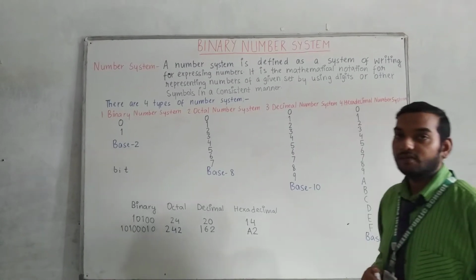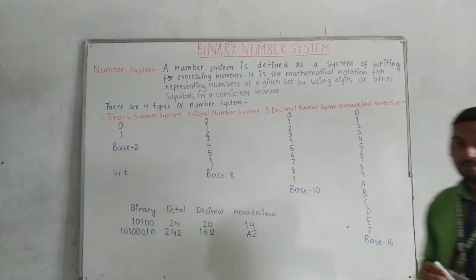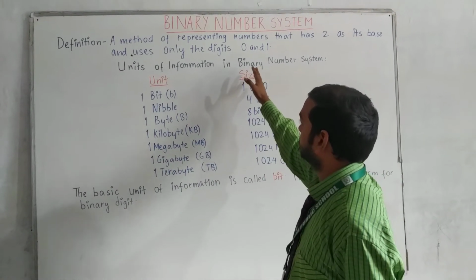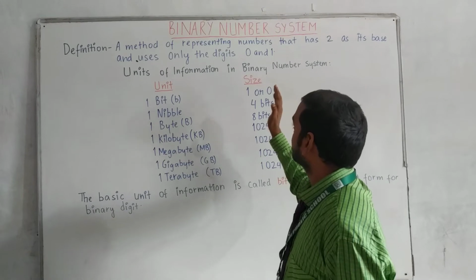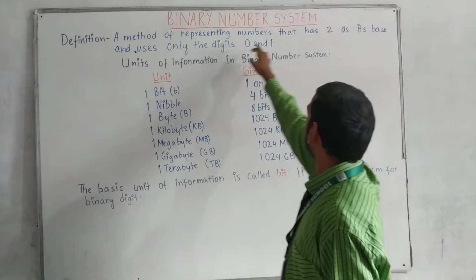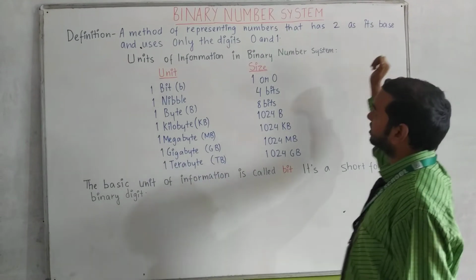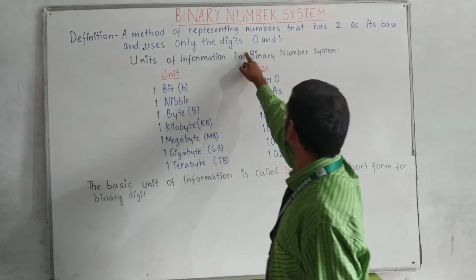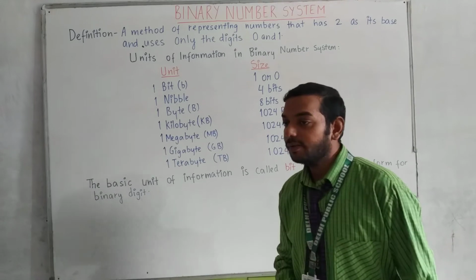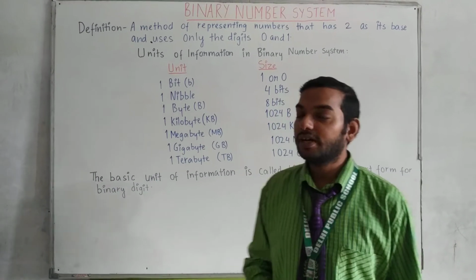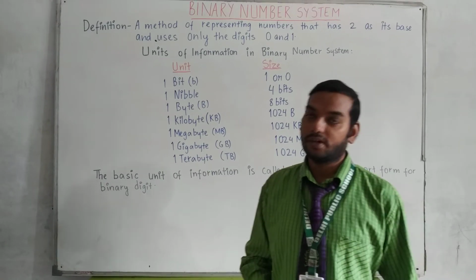Okay, so now our topic is the binary number system. Let me define what a binary number system is. A binary number system is a method of representing numbers that has 2 as its base and uses only the digits 0 and 1. It means in the binary number system, we express a number by using two symbols, 0 and 1.